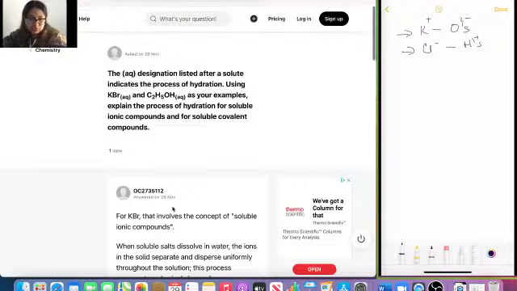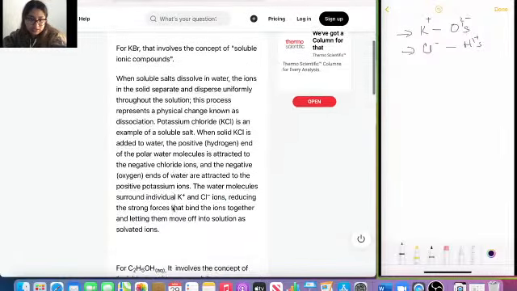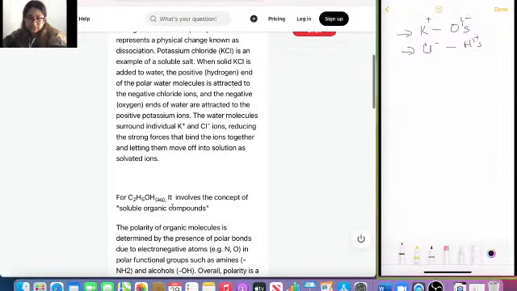And so when we look over here, when the water molecules surround the individual ions, the potassium and the chloride ions, it reduces the strong forces which lets the ions move into the solution as individual ions, basically.